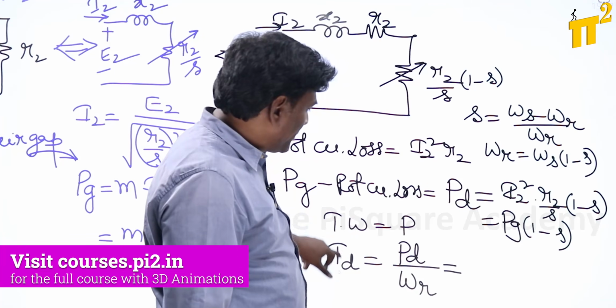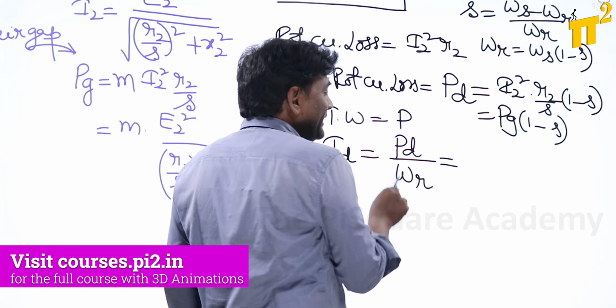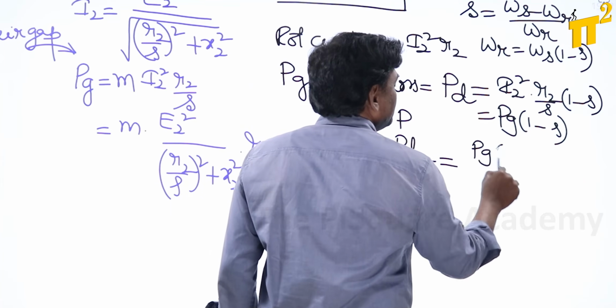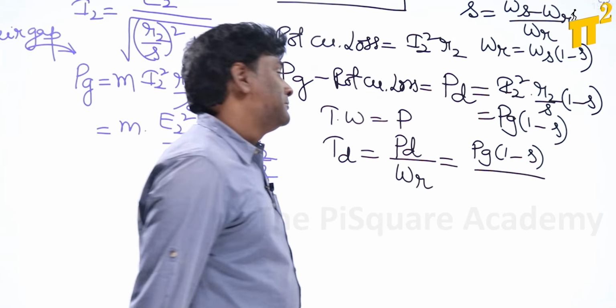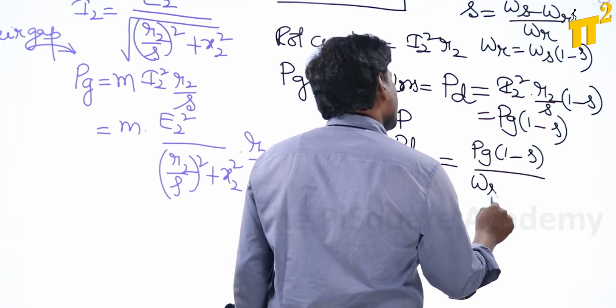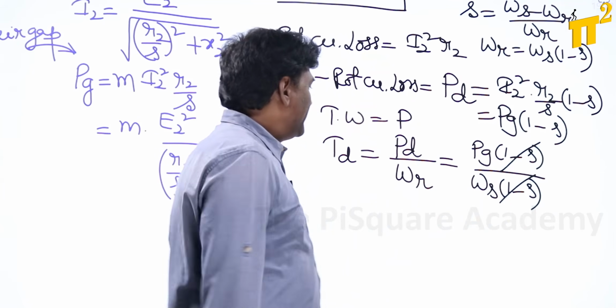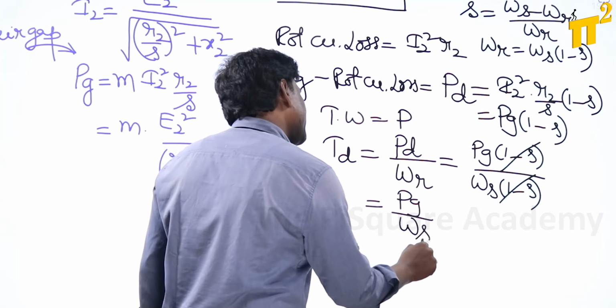Now come back to torque. Okay, developed torque. What is developed torque? PD divided by omega R. Now what is PD? PG into (1 minus S), divided by, what is omega R? Omega S into (1 minus S). Cancel this. Okay, then this is going to be PG by omega S.